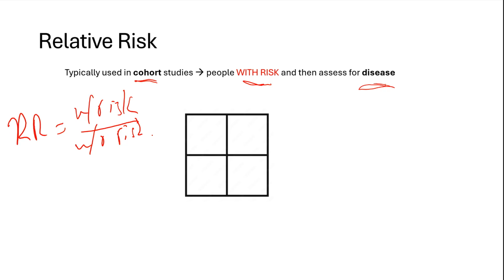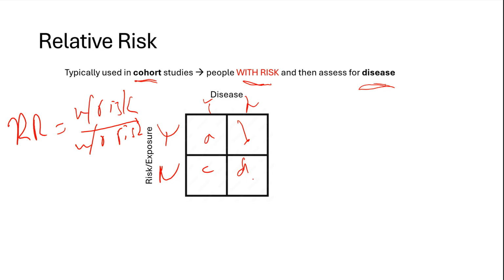So I get my little 2x2 table. Here's my disease. Here's my risk exposure. I put, yes, I have the disease. No, I do not have the disease. Yes, I have the exposure. No, I do not have the exposure. I could put A and B and C and D in again, and that'll help me remember what my equation is. So what do you think relative risk is?